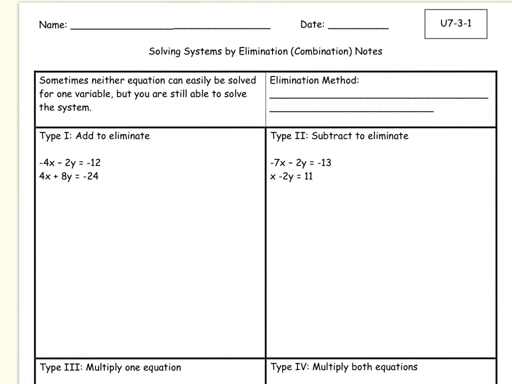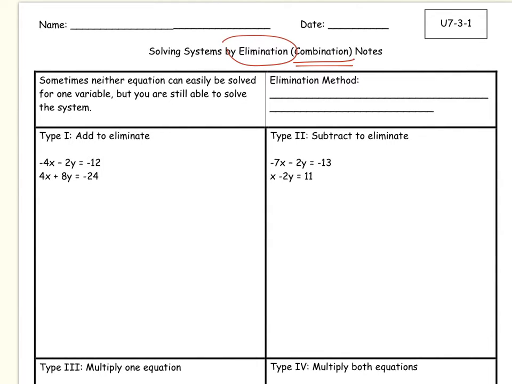So far we've looked at two ways to solve systems of equations. The first way we solved a system of equations was by graphing, and then yesterday we solved systems of equations by substitution. Today we're going to solve systems of equations by elimination. And the combination just means there's different ways to eliminate a variable.